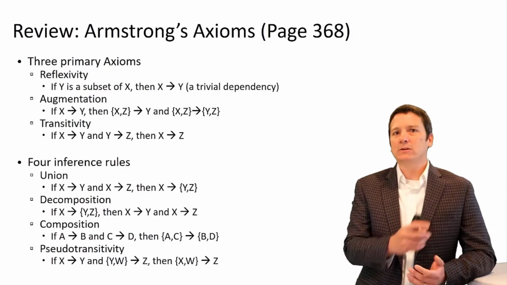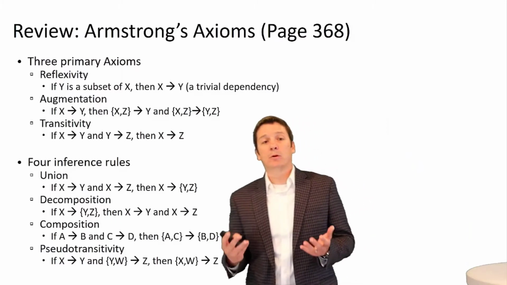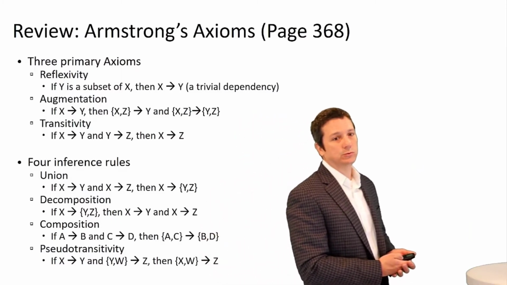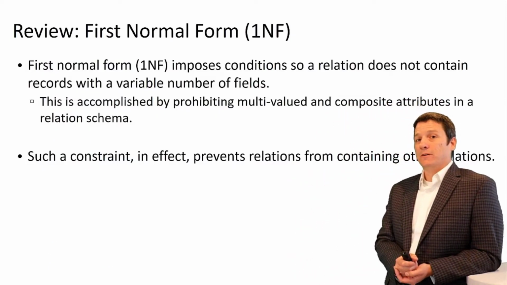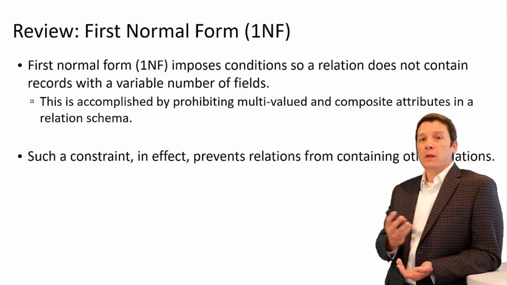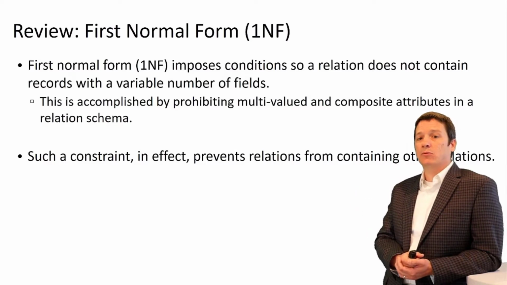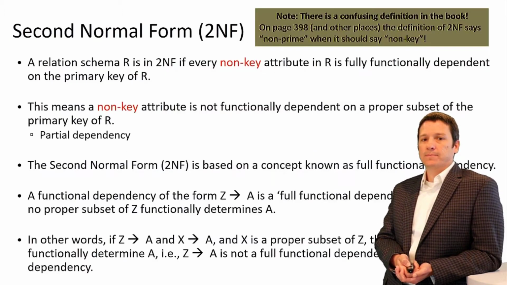So I think after assignment 3, which was due just a couple of minutes ago, you guys should be pretty familiar with using these axioms and inference rules. Also, by virtue of completing assignment 3, I hope you're familiar with our normal forms. So first normal form, of course, just says we meet the requirements to be in a relation, that we're all atomic attributes and we don't have any multi-value attributes.